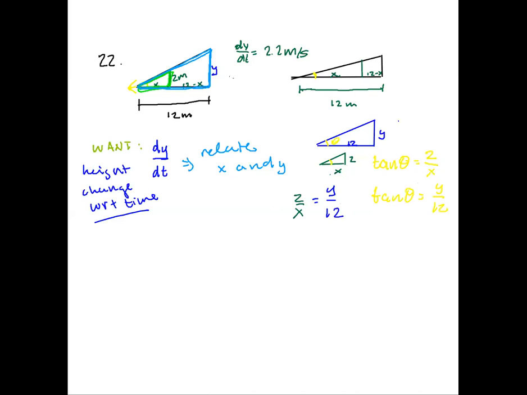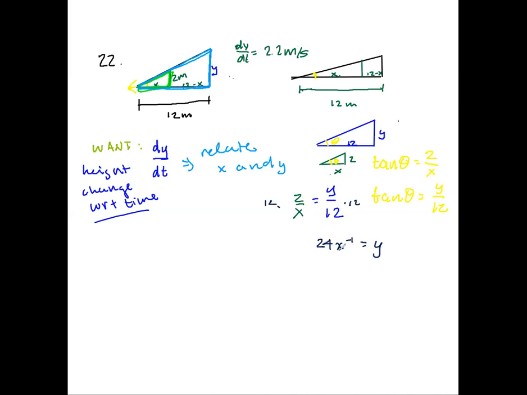Are you following me up to here? Awesome. Okay, so now I have an equation that will relate x and y. What I want to do is reorganize it so that I have something that I can more easily work with. So what I ended up doing is multiplying both sides by 12. And so I had 24x to the minus 1 is equal to y.